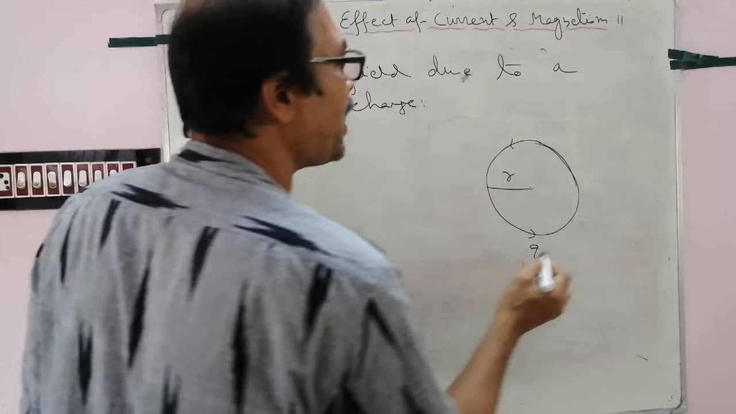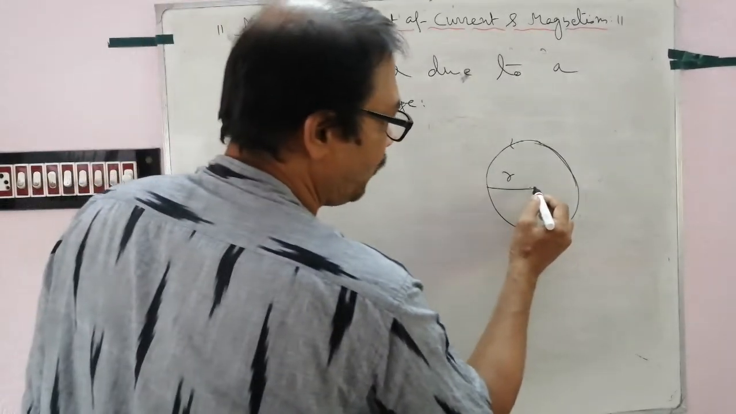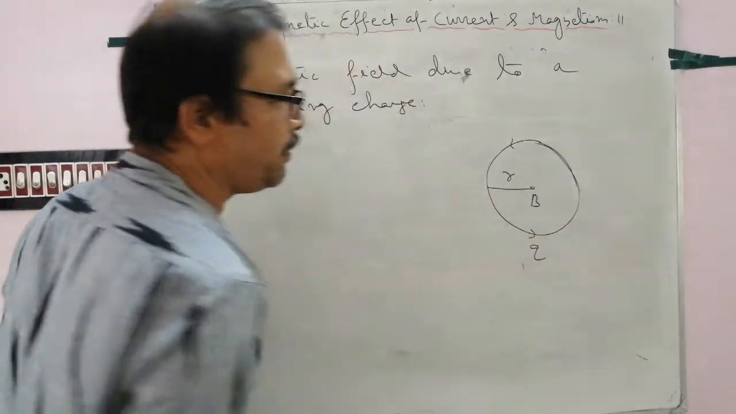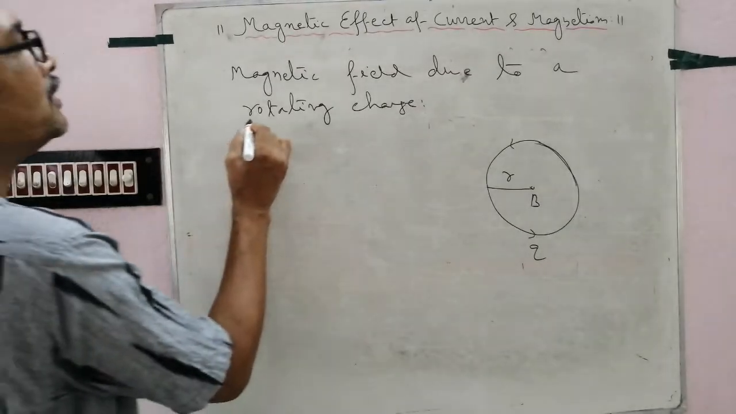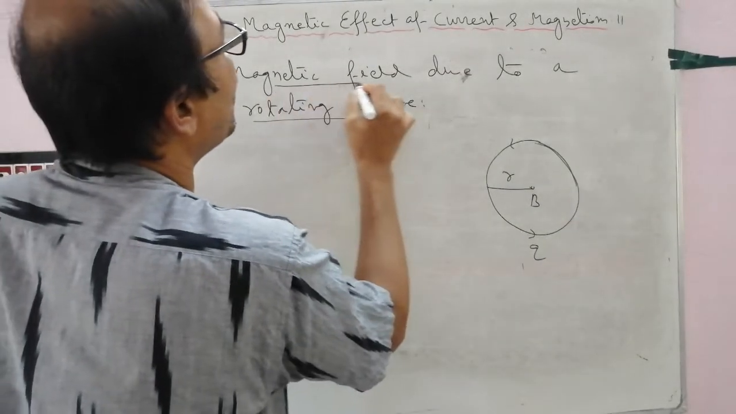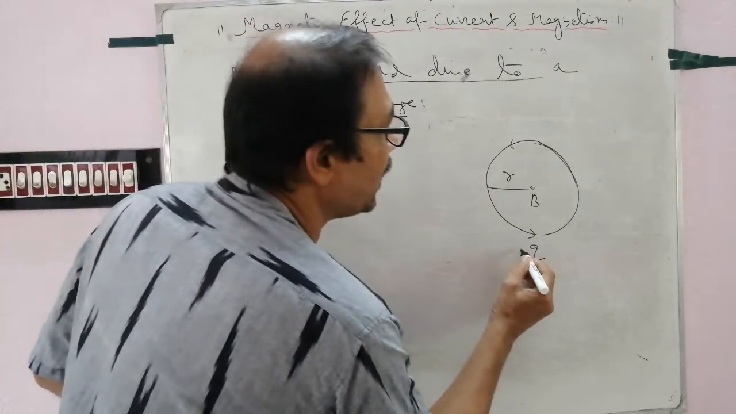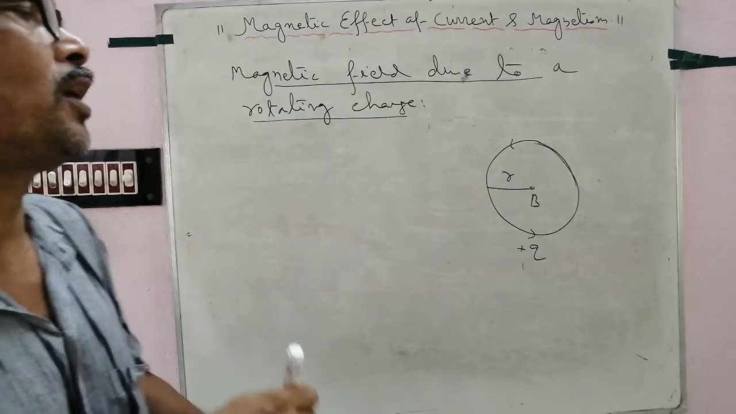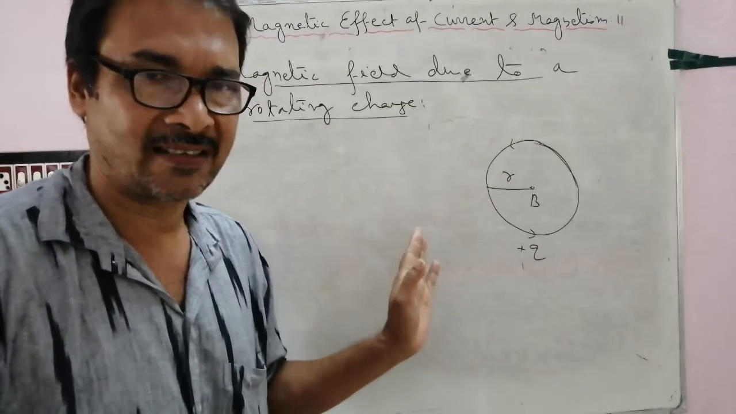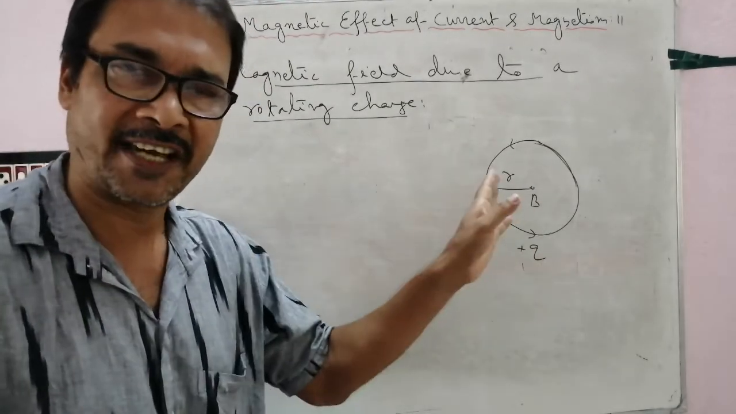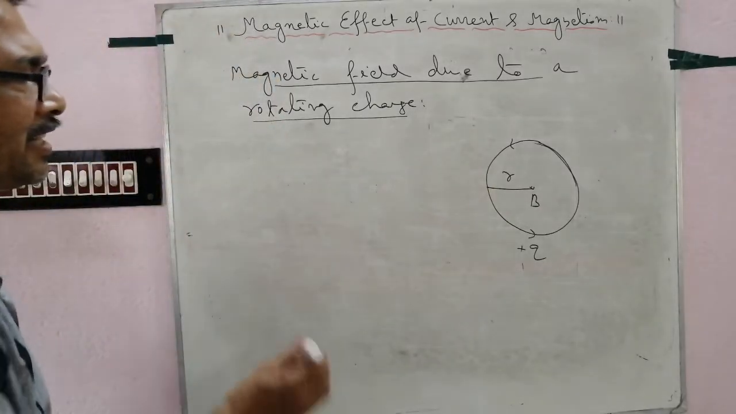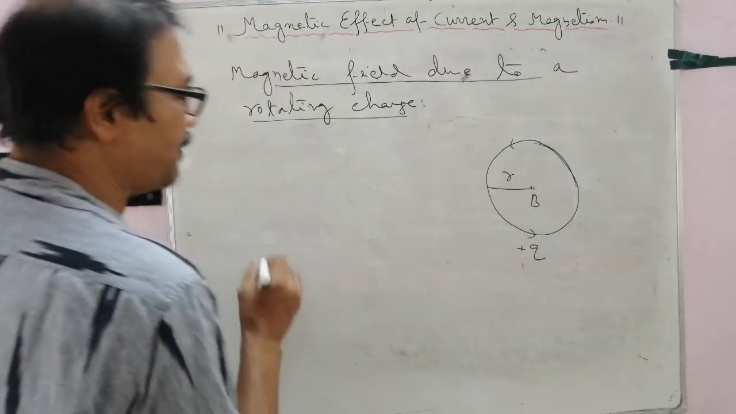So due to the movement of the charge, a magnetic field will be produced at the center. What will be the magnetic field? This is the question: magnetic field due to a rotating charge. Suppose a charge plus q is rotating in a circular path of radius r, positive charge in the anticlockwise direction. What will be the magnetic field at the center?